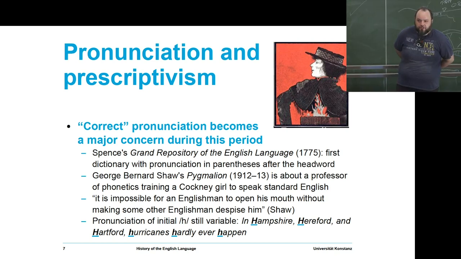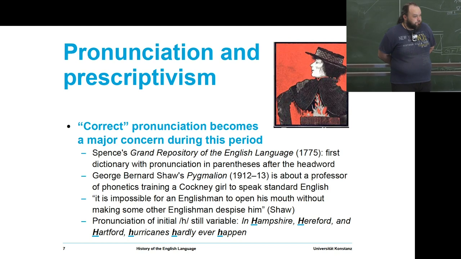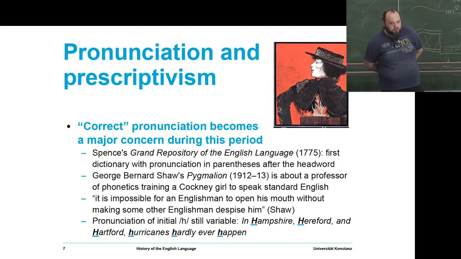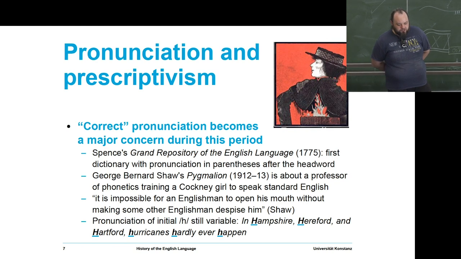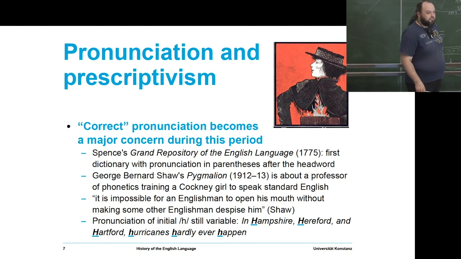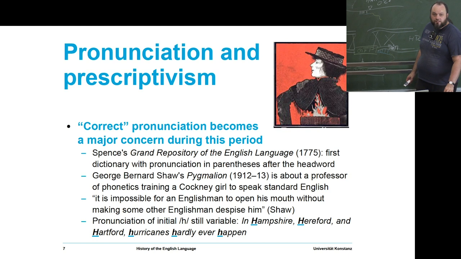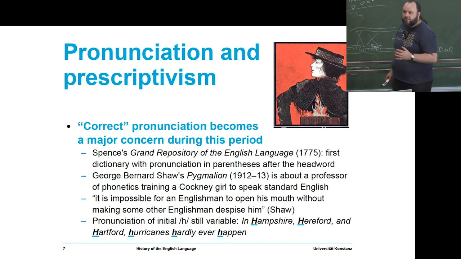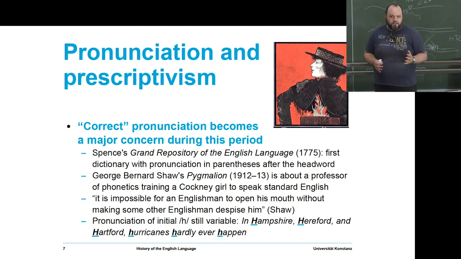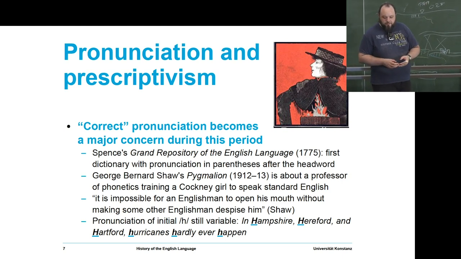Now, the extent to which this is embedded in British culture is probably best represented by George Bernard Shaw's play Pygmalion. In this play, which was also made into a musical, My Fair Lady, the plot, not to give too much away, is about a professor of phonetics who's training a Cockney girl, so a girl from the East End of London, to speak standard English. Basically, this is a kind of dare for him. He says, "I bet I can do this. I bet I can train this girl to speak proper." And so that's what he does.